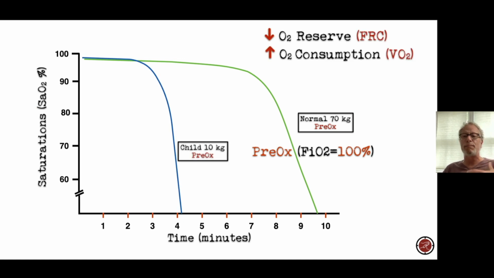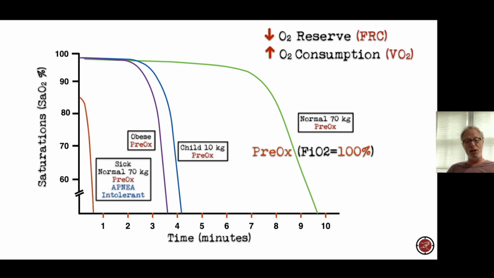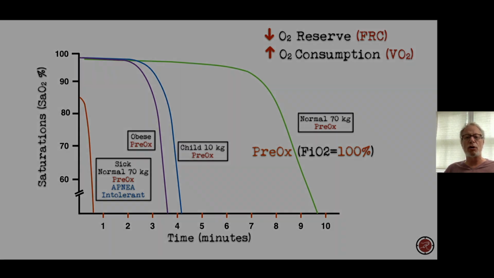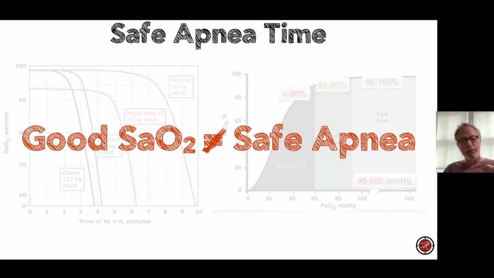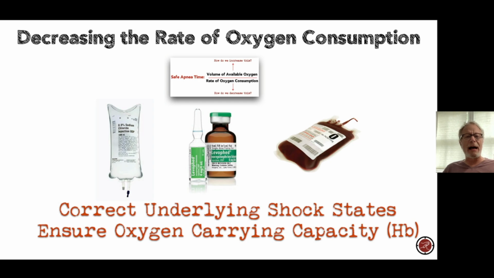In children, it's less because their FRCs are smaller and their consumption is higher. In obese patients, same thing: less reserve, increased consumption. And ultimately, in the person who's really sick, how long does it take for them to desaturate? As I said, it'll happen almost immediately if they're already starting from a bad place. Sats in the mid 80s. They are what we term apnea intolerant, and that's an important term to recognize. So good sats don't mean safe apnea.